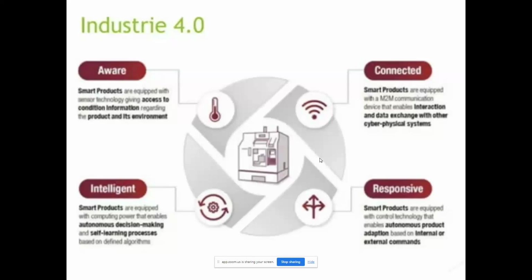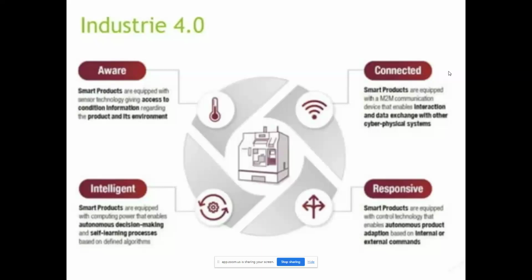Next one, we can show the intelligence. Smart products are equipped with the computing power that enables autonomous decision making and self-learning processes. So once we have interconnected the appropriate sensors, smart sensors or smart products along with the computing facility, there is a possibility of providing intelligent decision making. There is no need to interfere with the man. So machine to machine communication, and whatever decision should be taken, everything is taken as an autonomous decision. And that's why it can be done by a self-learning process.